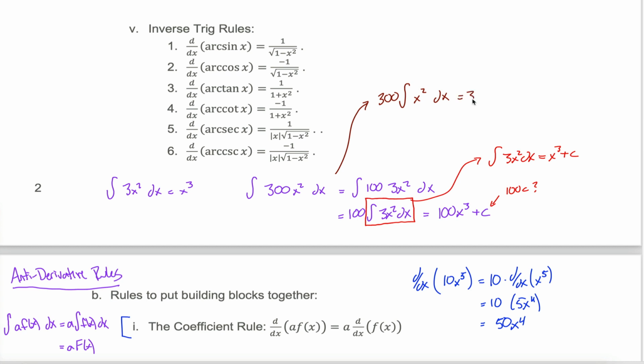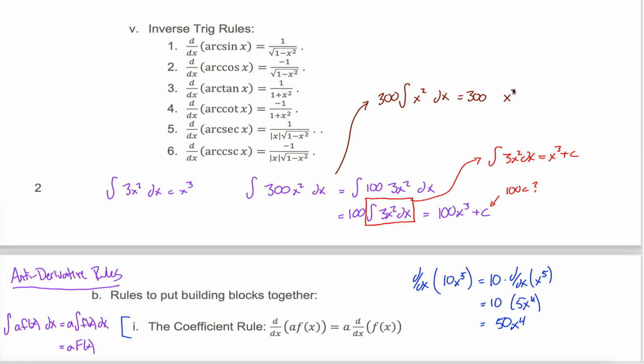Well, the 300 is out in front of the integral symbol, so there's nothing for me to do there. All I have to do is take the antiderivative of x squared. What's the antiderivative of x squared? Think power rule, but playing the role of the n is a 2. I need some expression so that when I take the derivative of that expression, I end up with x squared. What would that expression be? Well, it would have to be x cubed, right? Because I'm going to subtract 1 from the exponent.